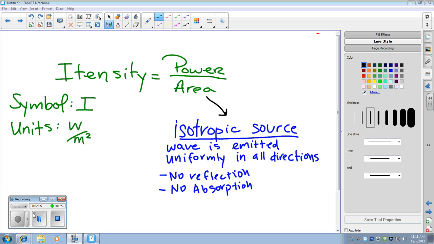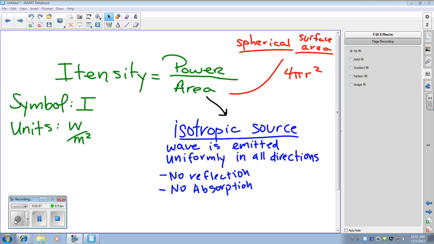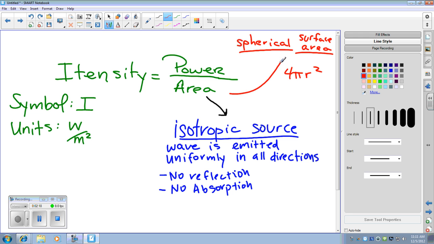Usually we'll think about that in a spherical sense. The surface area for a sphere is going to be 4 pi r squared, and so a lot of times we'll be using the 4 pi r squared equation when we're thinking about the surface area, and we'll add that in there for our area when we're calculating for intensity. The radius being from the source to the receiving object, whatever that may be.